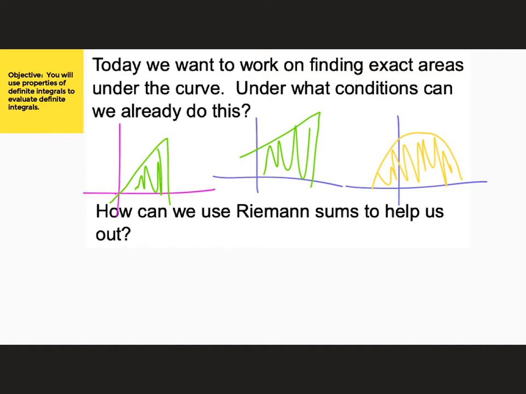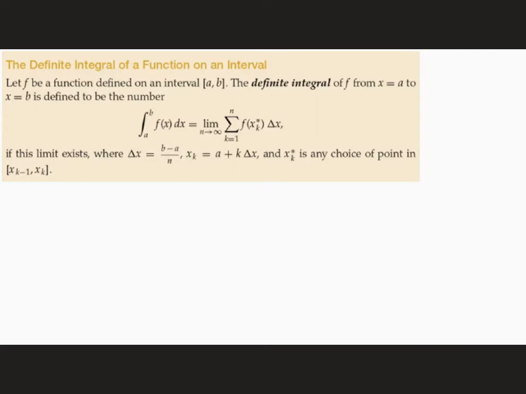How can we use Riemann sums to help us out? Well, we should have talked about this: the more rectangles, the more subdivisions we have, the closer our approximation will be to the exact answer. The more rectangles we have, the better our estimate is. And if we have an infinite number of rectangles, oh, look, the limit as n goes to infinity.